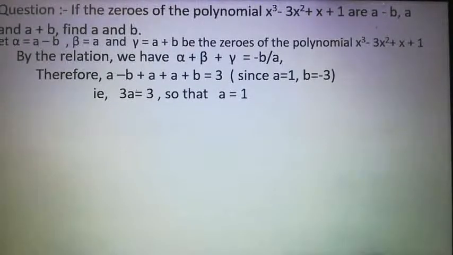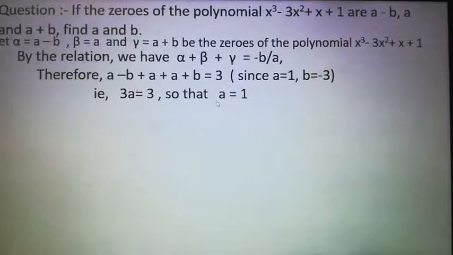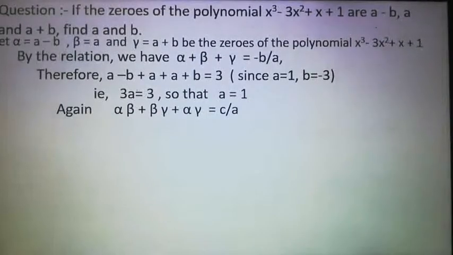And alpha is a minus b, beta is a, and gamma is a plus b. So a minus b plus a plus a plus b is equal to 3. And from that, minus b and b cancel, so you get a plus a plus a, 3a. 3a is equal to 3, so that a is equal to 1. So the value of a is already found. Now there are two more relations.